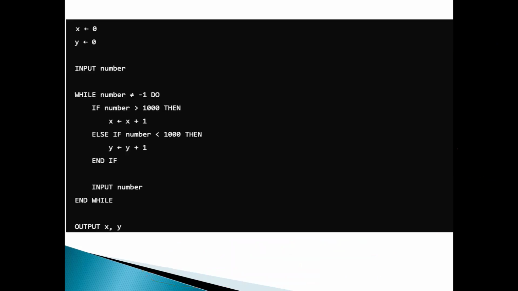Now see here. This is total one. This is total two. Here I will give any number, like I give 1500. 1500 not equal to minus one. Is this true or false? I have given the input 1500 when the program starts to run. So 1500 not equal to minus one.